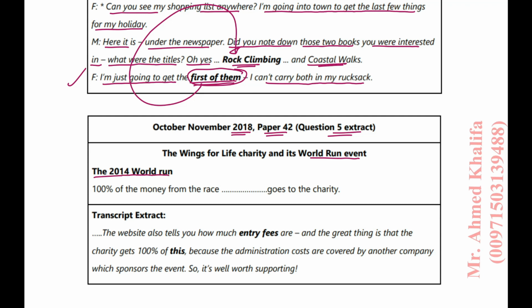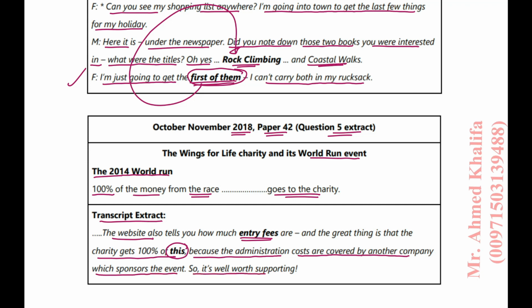Watch out from here. What was the question? 100% of the money from the race goes to the charity. From the race, what? The transcript extract: The website also, this is the audio, tells you how much entry fees are. And the great thing is that the charity gets 100% of this because the administration costs are covered by another company which sponsors the event. So it is well worth supporting.